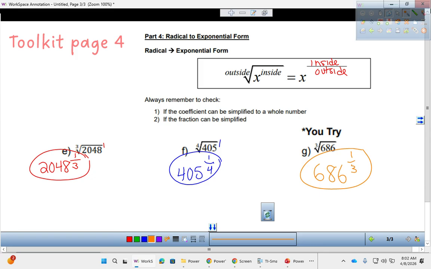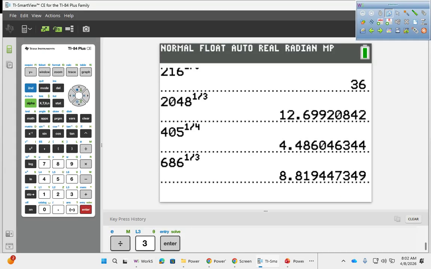All right. Radical to exponential form is a lot easier. We got the hard one out of the way. Exponential to radical takes a lot longer because you've got to go to your y equals screen. You've got to simplify. You've got to split up the variables.